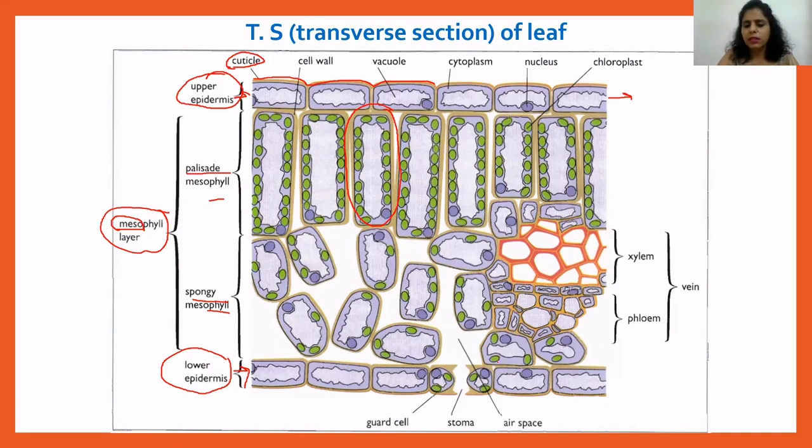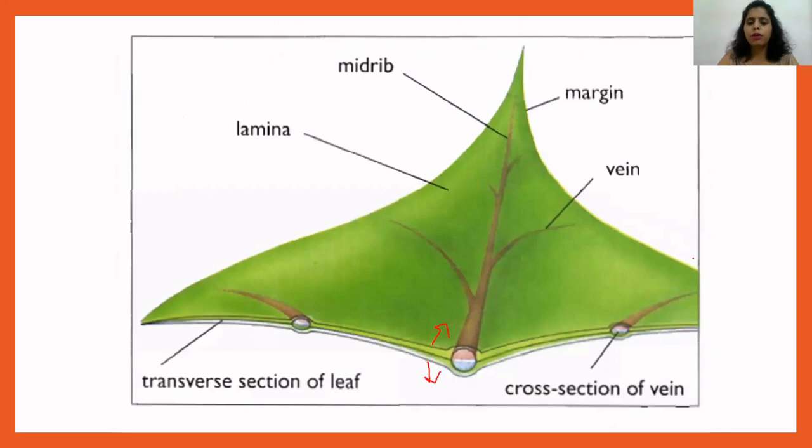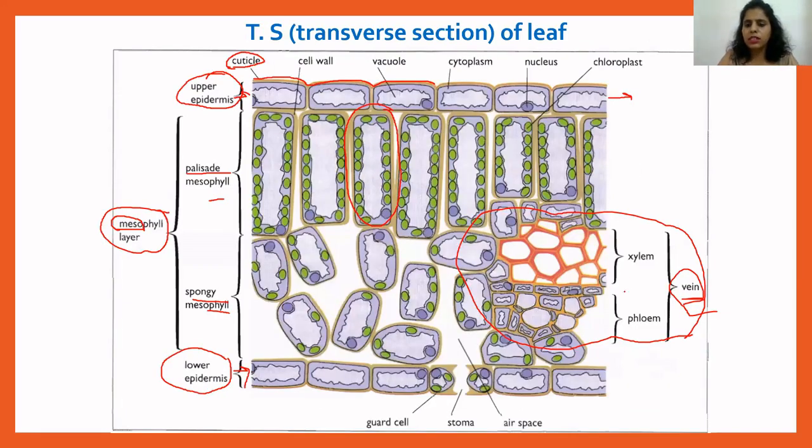Now here comes a very important part. This particular part is actually a vein. I told you in the previous slide that when you take the cross section of the leaf, the transverse section, you can make out the midrib. Veins will also get cut, so in your section you will also get the cross section of a vein. This part shows the cross section of a vein.